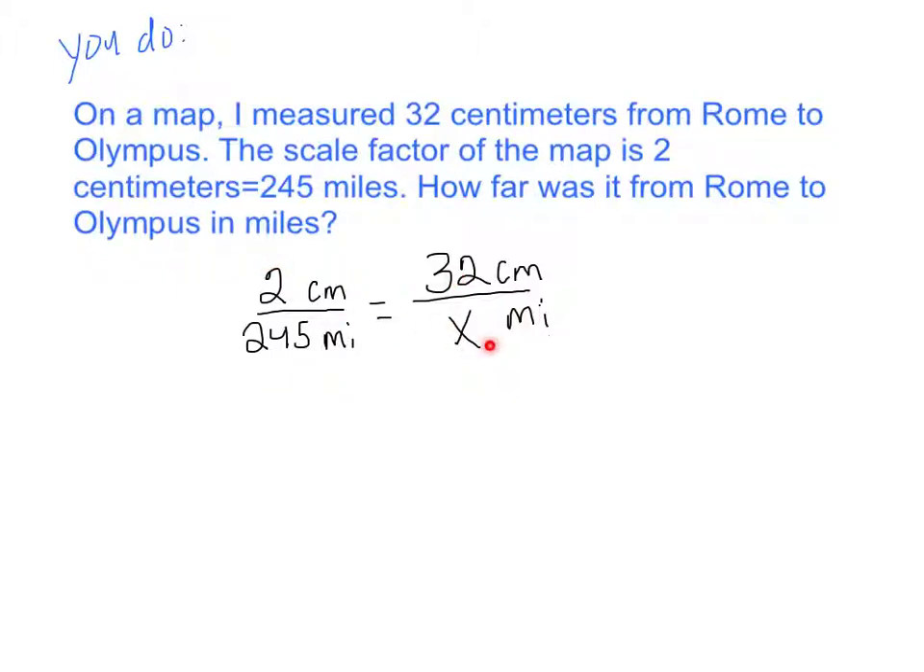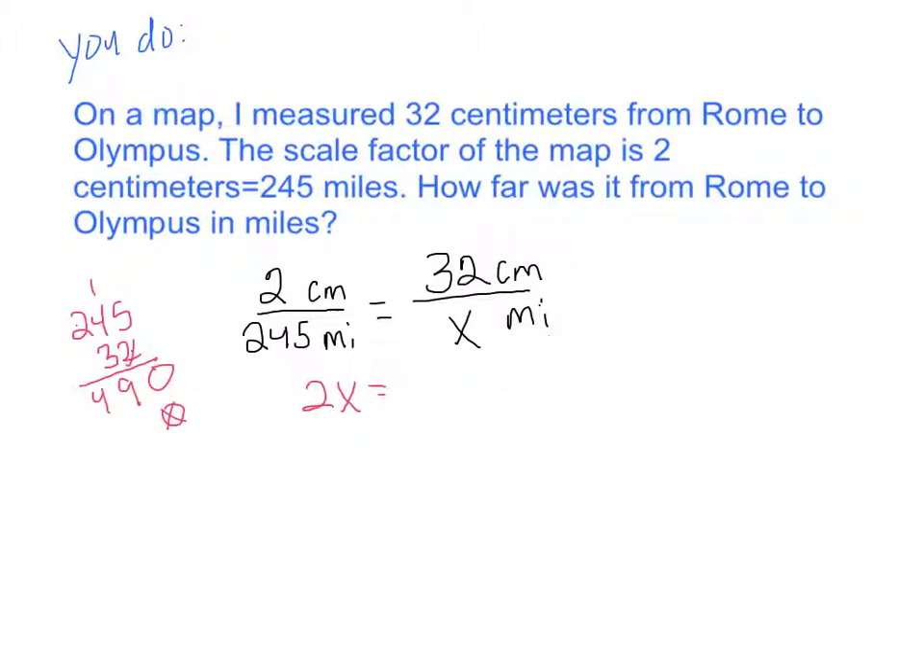Multiply the crosses again. At this point, the labels were there to help us get it set up. Now we can just ignore them and just look at the numbers. So we have 2 times x is 2x. And we have 245 times 32. That's going to be a big number. I made up these numbers, so I just made them up. So 245 times 32. 2 times 5 is 10. 4 times 2 is 8 plus 1 is 9. 2 times 2 is 4.